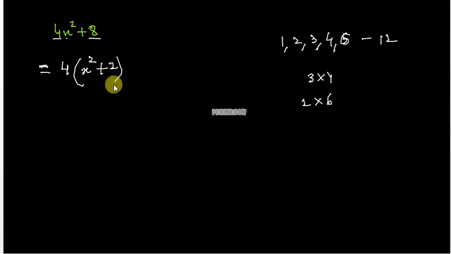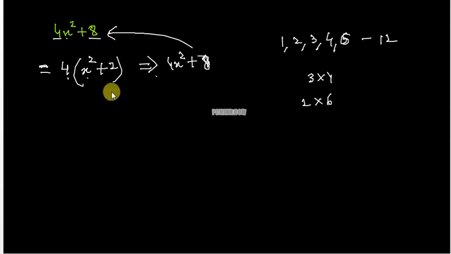You can check whether you have done the correct factorization by multiplying this back, and you get the same expression. Just verifying the result for you, 4 into x squared will give you 4x squared, plus 4 into 2 would give you 8. So yes, you got the right factors because you're getting the same expression backwards.